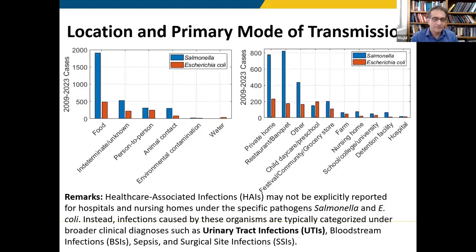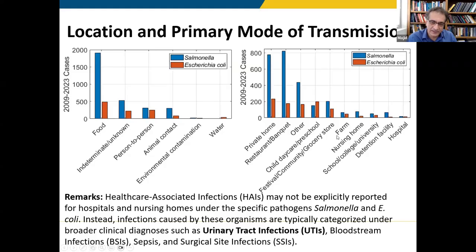Moving forward, we also looked at the location and primary mode of transmission for E. coli and Salmonella. And as expected, food is the number one factor for mode of transmission. But in addition, we noticed that person-to-person and animal contact are important. On the right-hand side, we can see that many of those cases are happening in private homes or restaurants and banquets. This includes all places that provide food, and other is the third, and then daycare and preschool, festivals, grocery stores, and so on.